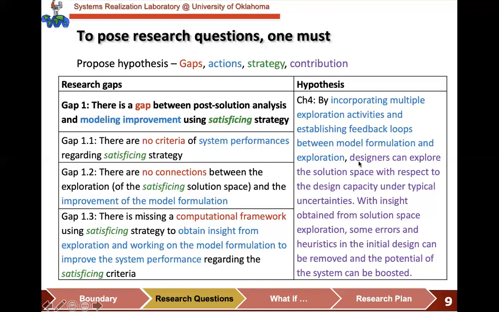And then I summarize the contribution in purple. With these contributions, we can fill in the gap we identified first. This is the way to summarize the hypothesis from analyzing the research gaps.